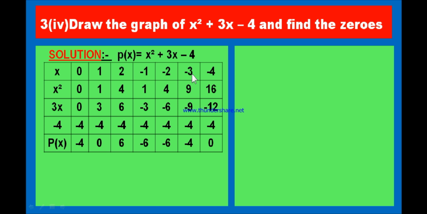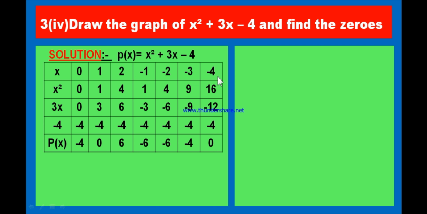Now, consider x is equal to minus 3. If x is minus 3, x square means minus 3 whole square, which is plus 9. 3x means 3 into minus 3, which is minus 9, and this is minus 4. Plus 9 and minus 9 get cancelled and you have minus 4 as the y value. Therefore, the point on the graph is minus 3, minus 4.